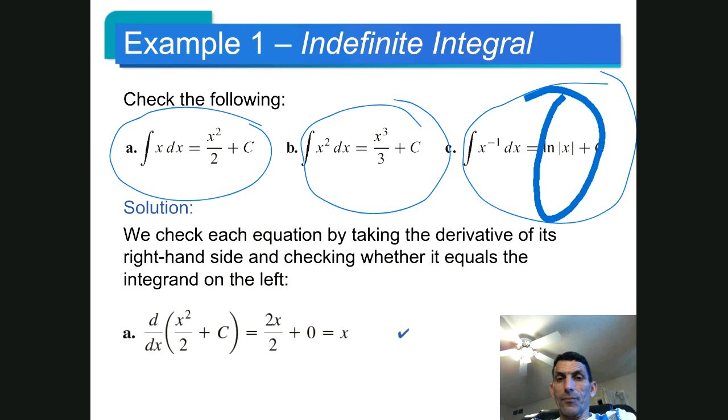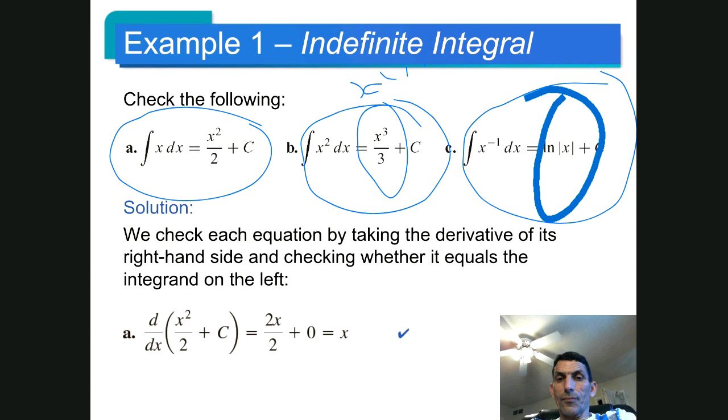Remember, what is the rule? The rule is x to the n plus 1 over n plus 1. So for the first one, n is 1. You do 1 plus 1 is 2 over 1 plus 1. No, for x squared, n is 2. You will do x to the 2 plus 1 over 2 plus 1, which is this one.